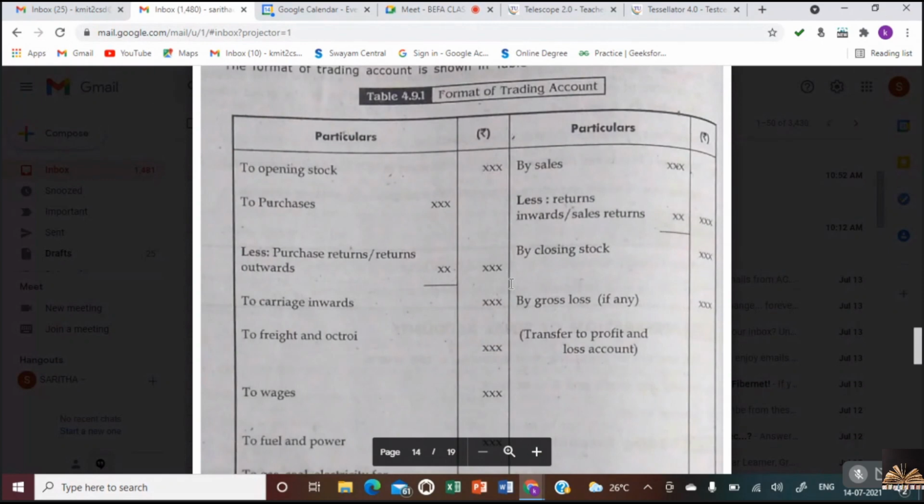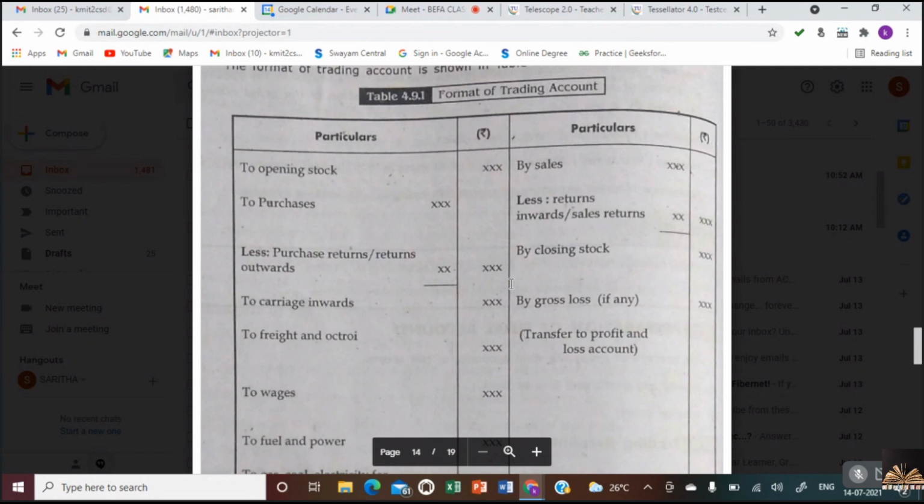How do we get it? By subtracting, which side is more, the credit side or the debit side? What do we call that? Balancing figures. Yes, ma'am. Balancing figures like each account.